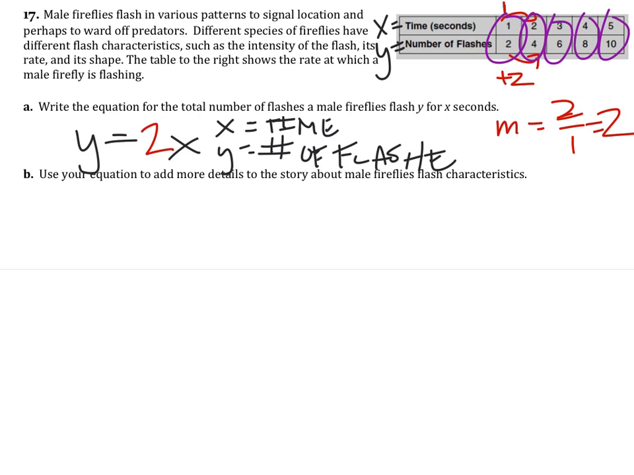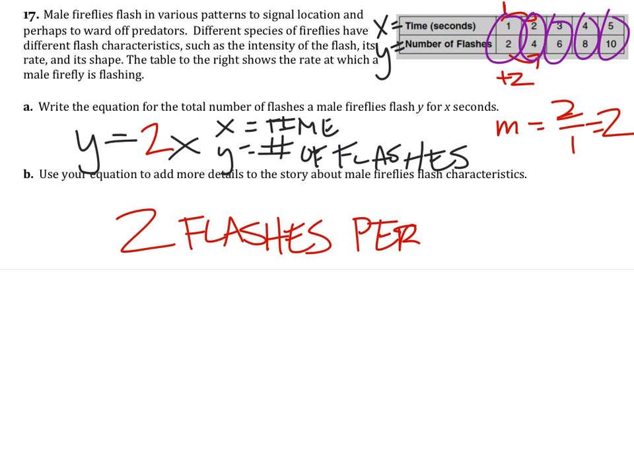So let's go ahead and do part C there. Use your equation to add more details to the story about male fireflies' flash characteristics. So one thing we would just describe here is the slope. It's 2 flashes per second. You may also write that it's proportional.